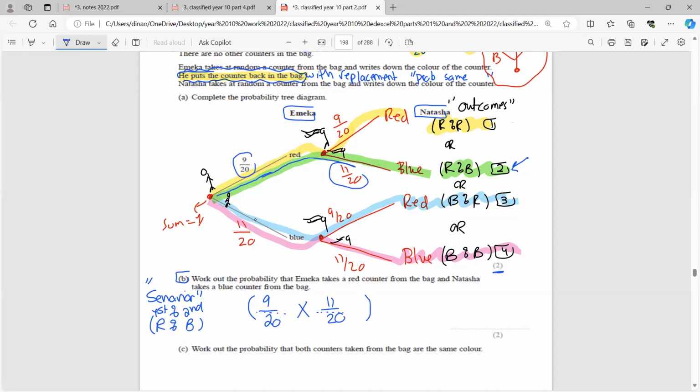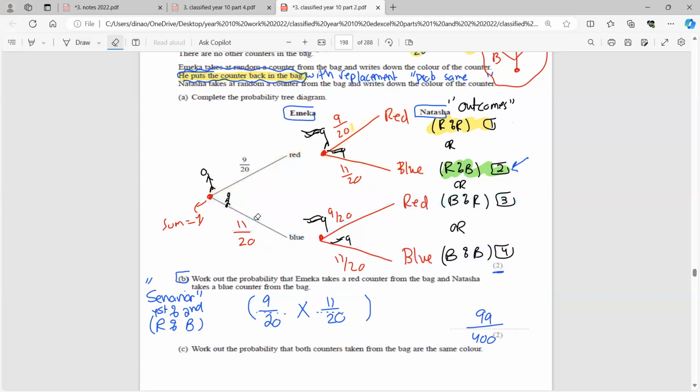So I get the numbers from the tree. Very easy, I think. 9 over 20 times 11 over 20 gives me 99 over 400. And please, everyone, keep your answer as a fraction. Let me erase all this clutter.